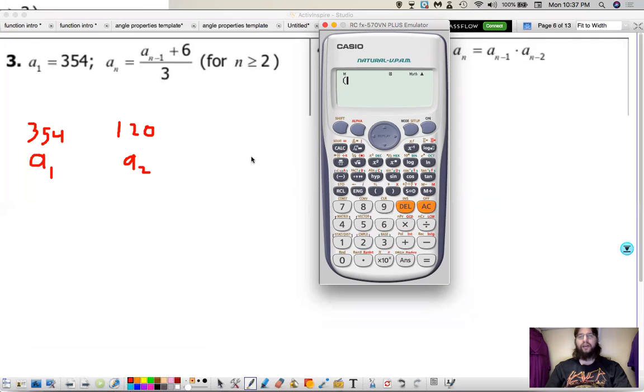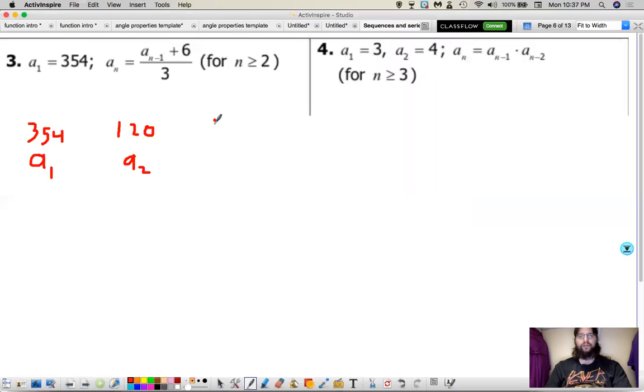So I'm plugging in a number. I'm going to put it in parentheses. 354, plus 6, divided by 3 gives me 120. Good, I didn't mess up. So now I'm going to plug 120 in. I get 42. That gives me a sub 3.